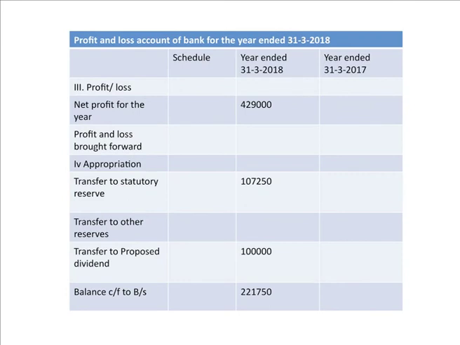Then we will ascertain profit. The net profit for the year is the difference between income minus expenses, that is schedule 13 plus schedule 14, minus the total of schedules 15 and 16, minus provisions and contingencies. So, it is coming as 4,29,000.